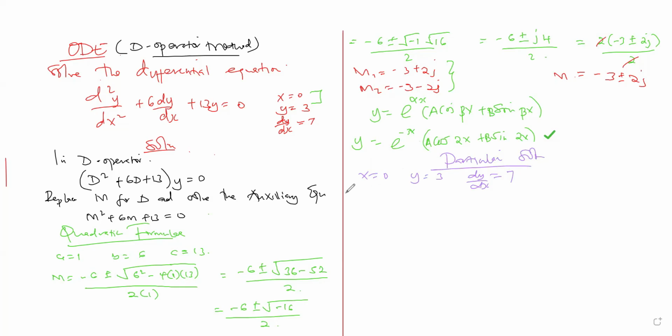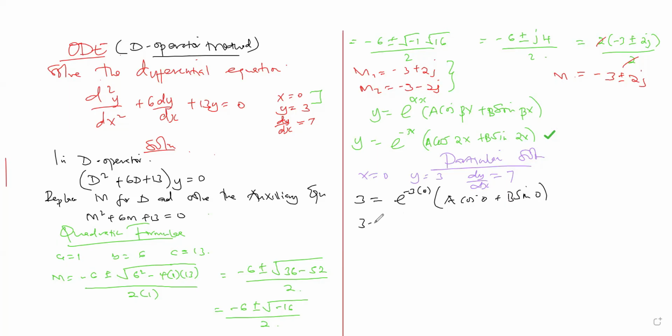So in our function there, we shall have 3 equals exponent negative 3 multiplied by 0, and then a cosine of 2 times 0 is 0, plus b sine of 2 times 0 is also 0. Remember, where there's x, you put 0. Where there's y, you put 3, not negative 3.